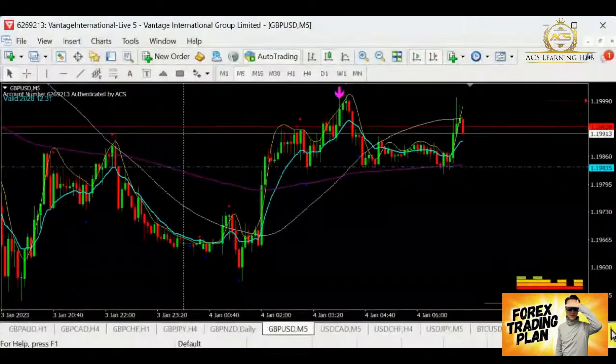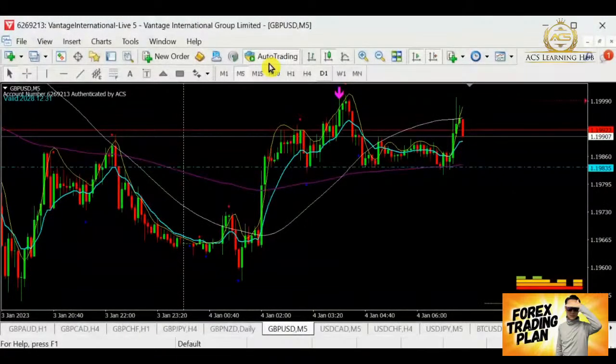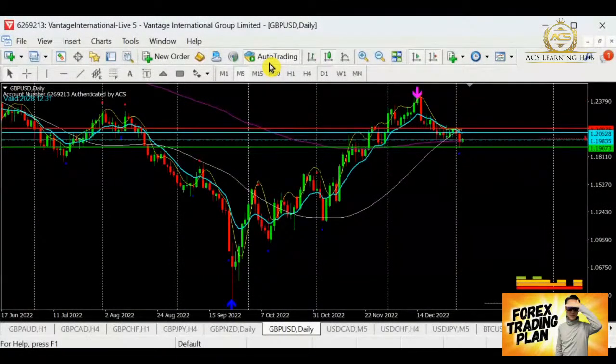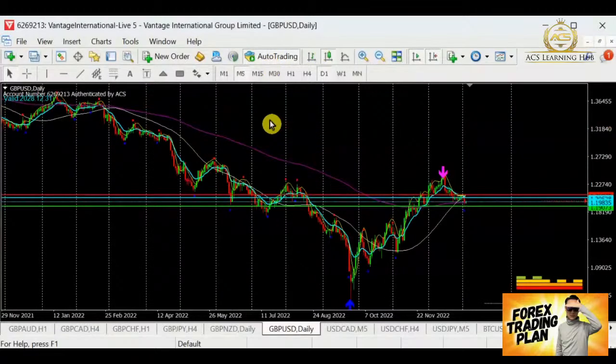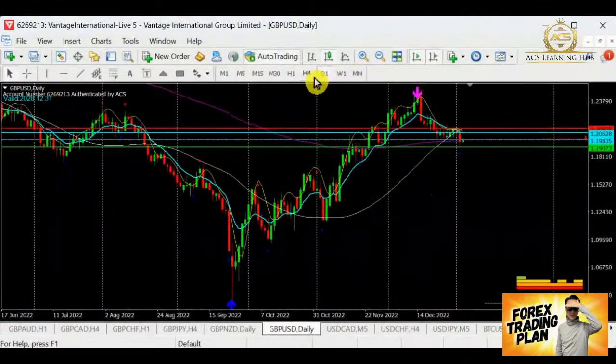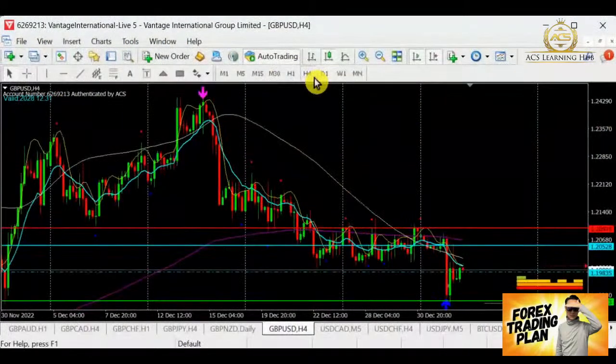Over here, okay, Pound Dollar. Let's take a look. Pound Dollar, over at this point here, by looking at Pound Dollar, it was in the bull. Okay, coming into the bear. So they are transiting into the bear right now.